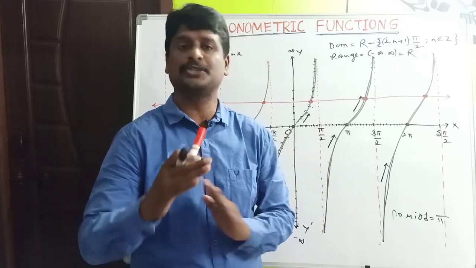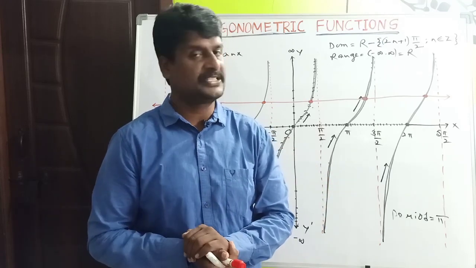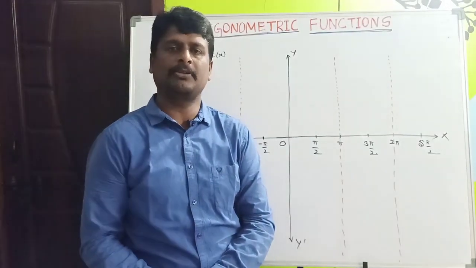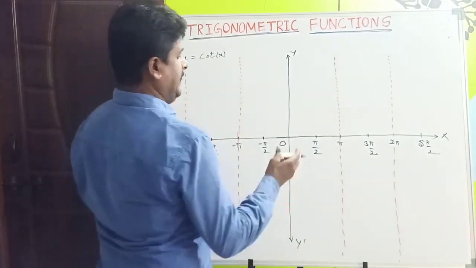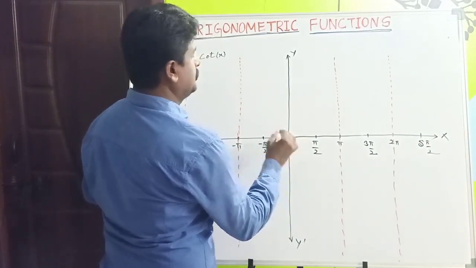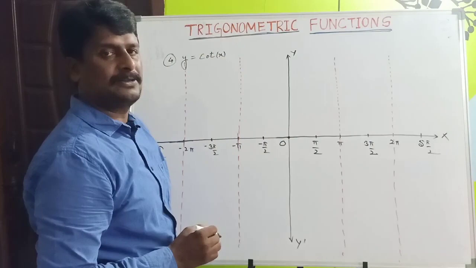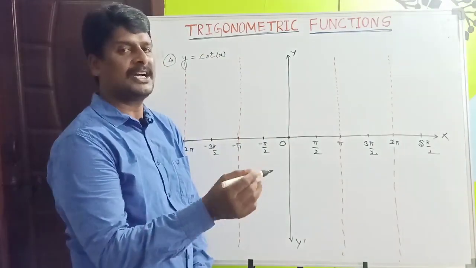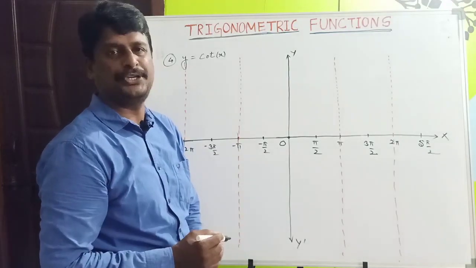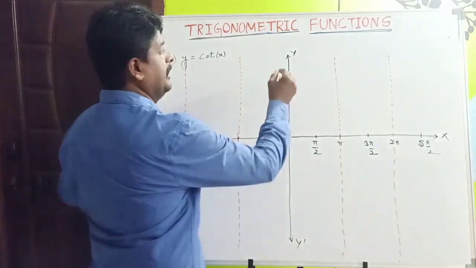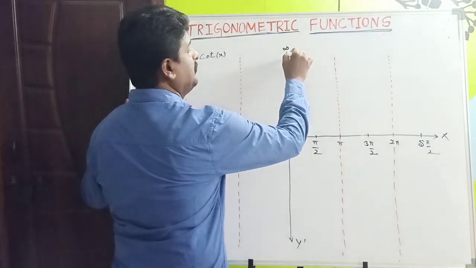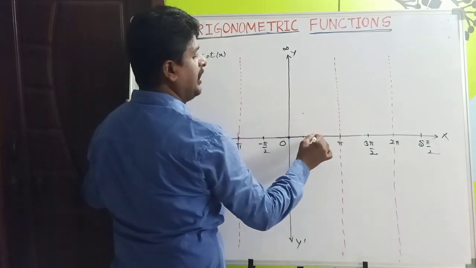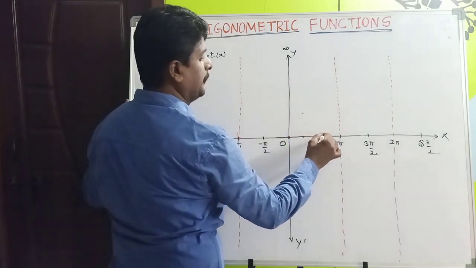Okay, now let's go to another graph, that is y is equal to cot x. See, y is equal to cot x. Here, suppose x is equal to 0, cot 0 is undefined. Cot 0 means cos 0 by sin 0. Cos 0 is 1, sin 0 is 0, and 1 by 0 is undefined. It means the graph begins from somewhere here. Cot pi by 4 is somewhere here, 1. Cot pi by 2 is 0.